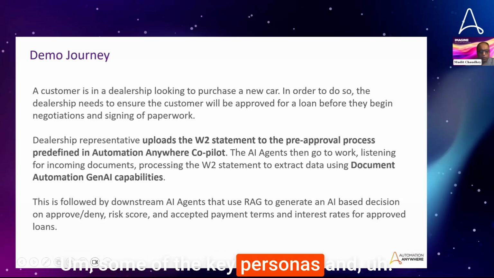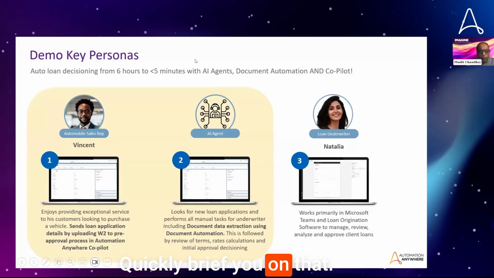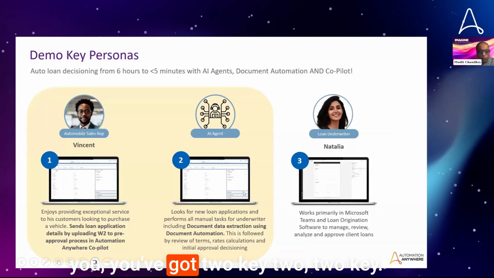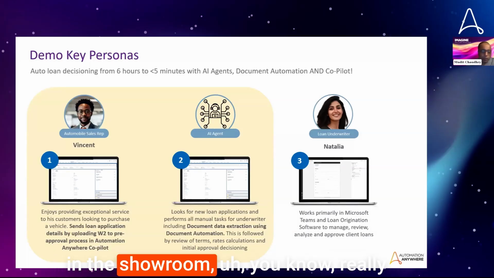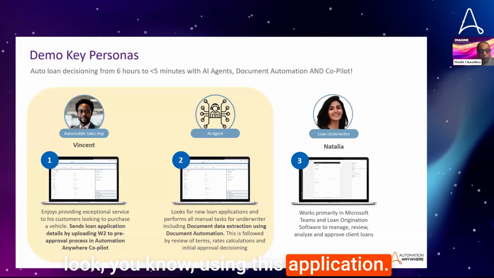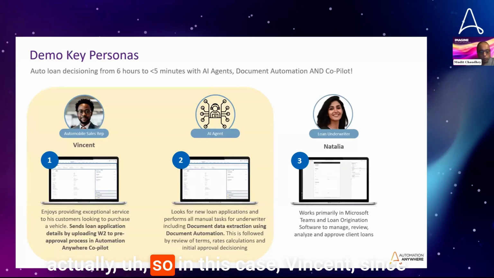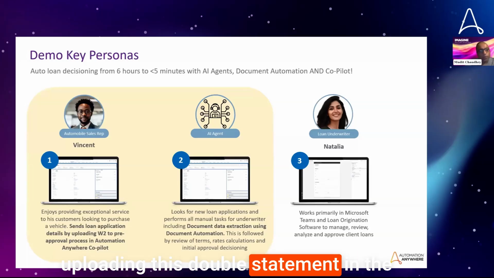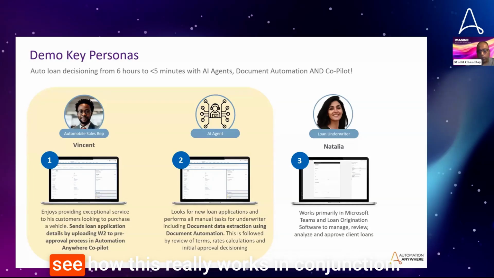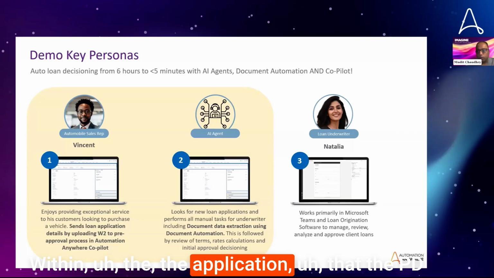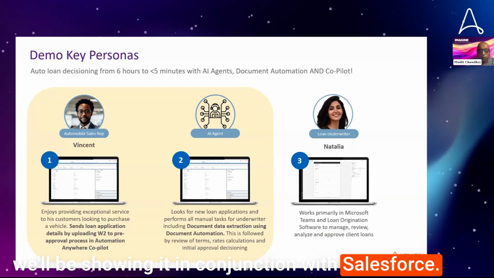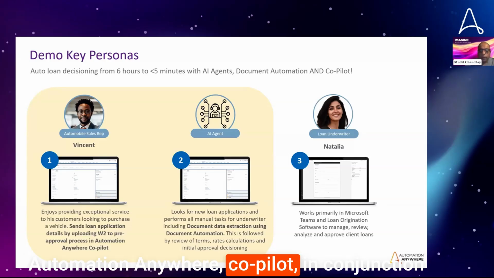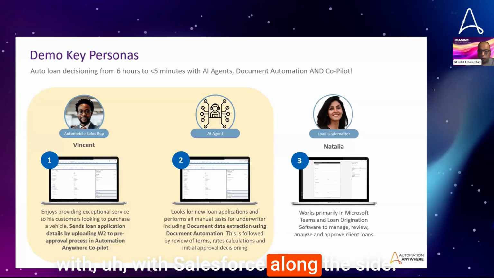Let me quickly brief you on some of the key personas. In this situation you've got two key personas. You've got an automobile sales rep in the showroom using this application. In this case, Vincent is uploading this W-2 statement in the Automation Anywhere Copilot, and we'll see how this works in conjunction with the application the customer is using. In this particular example, we'll be showing it in conjunction with Salesforce, so they're uploading the document in Automation Anywhere Copilot with Salesforce alongside.